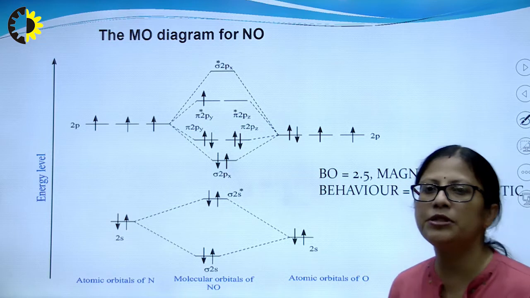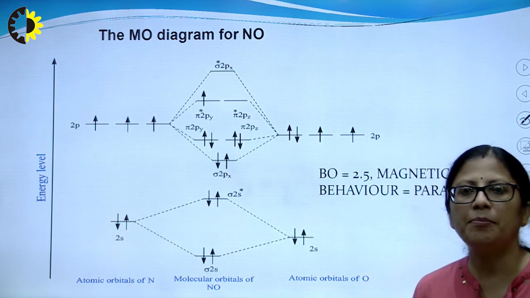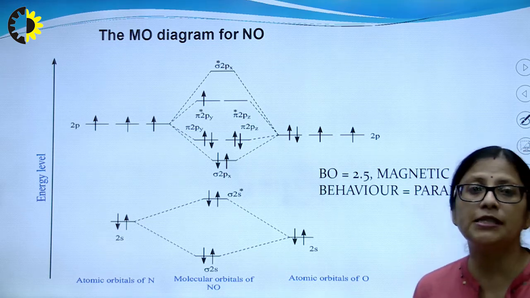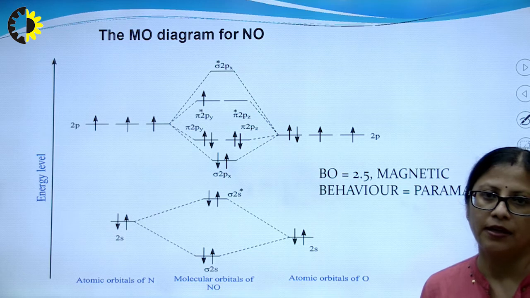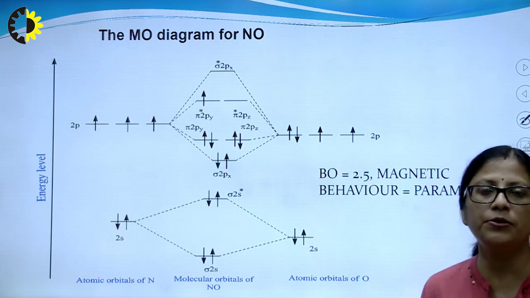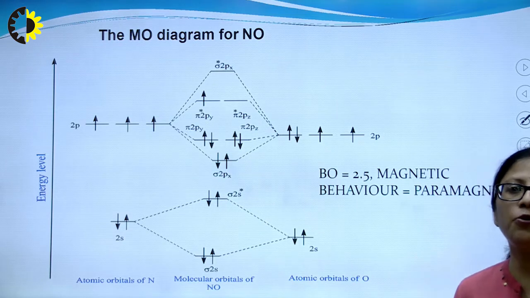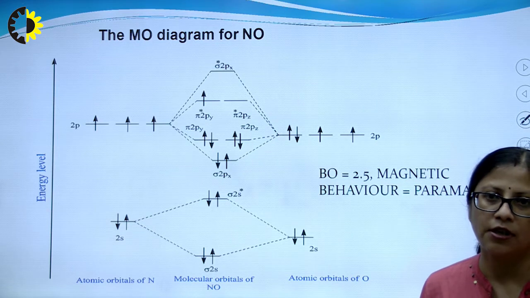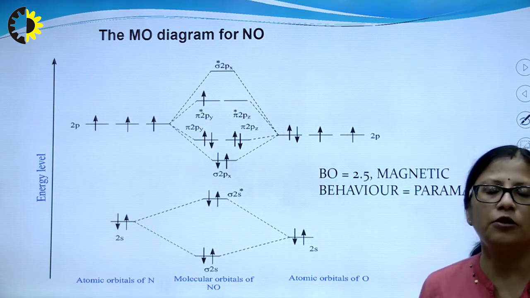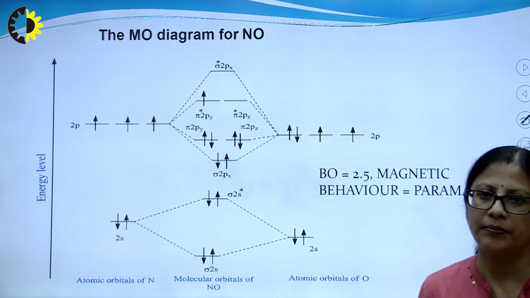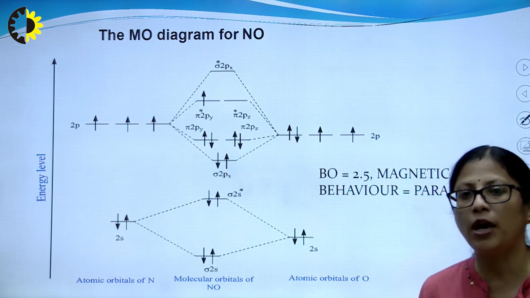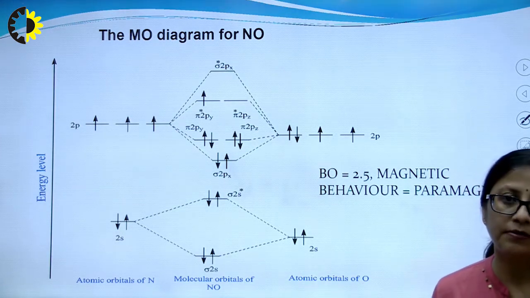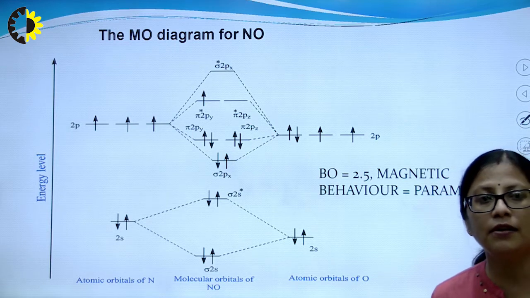Now, coming to some examples, the first example that I have taken is nitric oxide. So here I am showing the molecular orbital diagram for nitric oxide. When nitrogen and oxygen combine, nitrogen has a total of 7 electrons and oxygen has 8 electrons, so a total of 15 electrons will be there. So the order of filling will be the second one, that is without mixing of the 2s and 2p orbitals, because the total number of electrons is greater than 14.